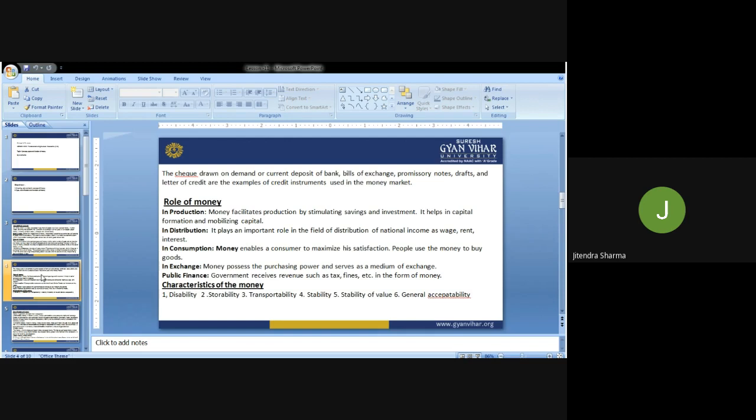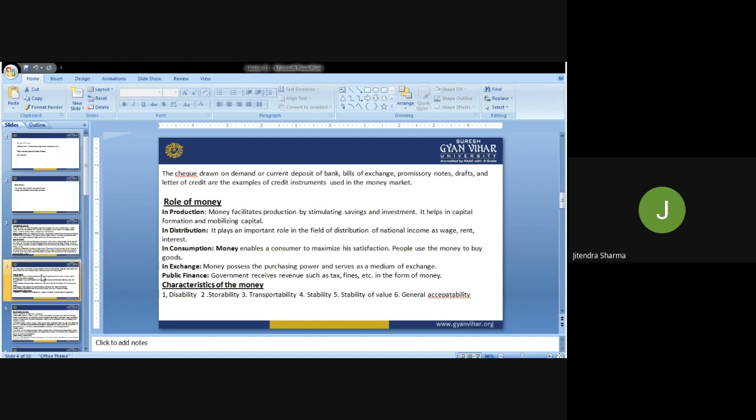So the role of money is very important in production. Money facilitates production by stimulating savings and investment. It helps in capital formation and mobilizing capital. In the form of money, you can easily save money. You can invest money in the development of infrastructure, the creation of jobs, and so on. So it means that whatever saving is there, we can utilize that saving, that investment, anywhere else without any hesitation, without any barrier. So money is very important if we can use it in enhancing the production of any particular commodity.